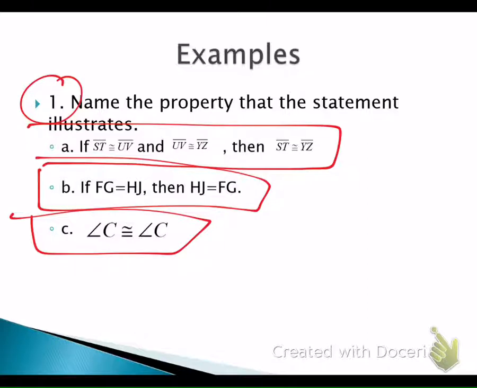Yep. This is angle YZ right here. And then ST is congruent to YZ. And if you're not sure what your options are, look back at the 3 things you just wrote down. There's one of each.